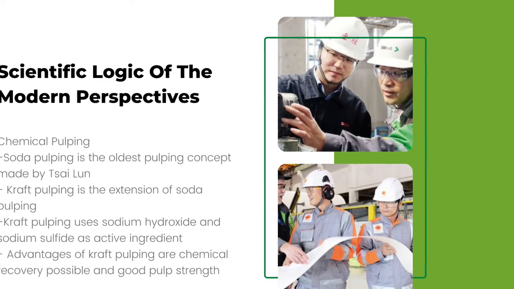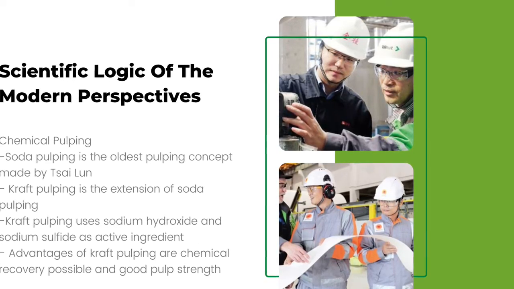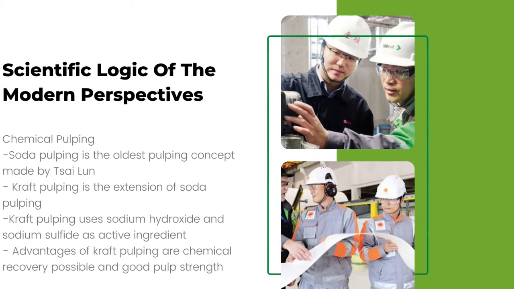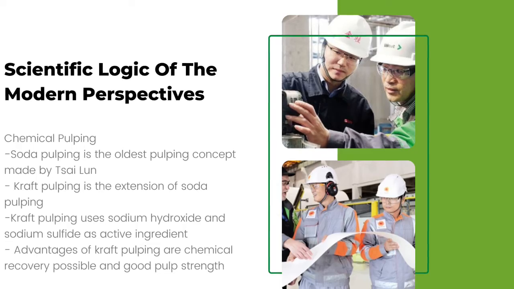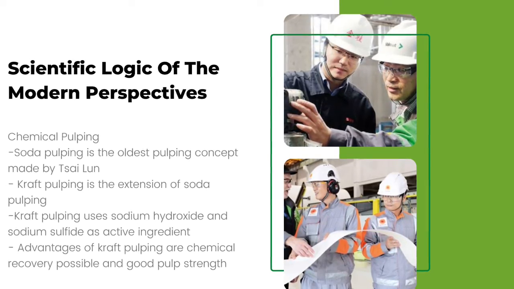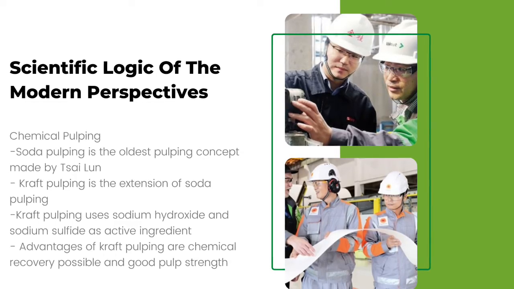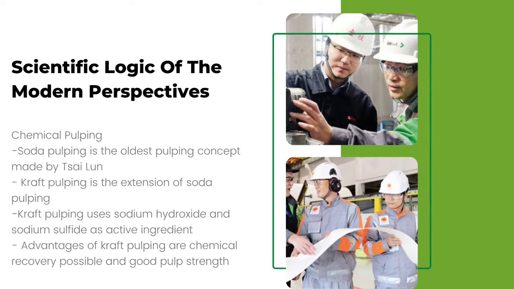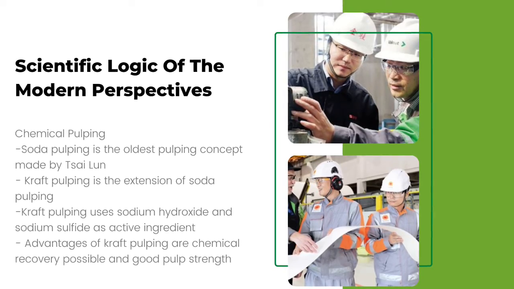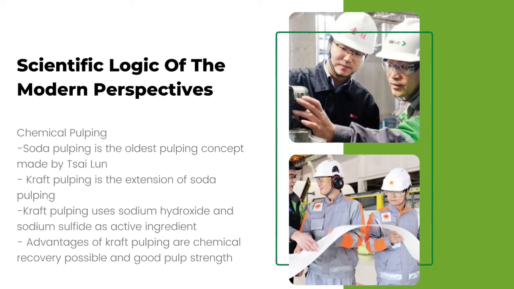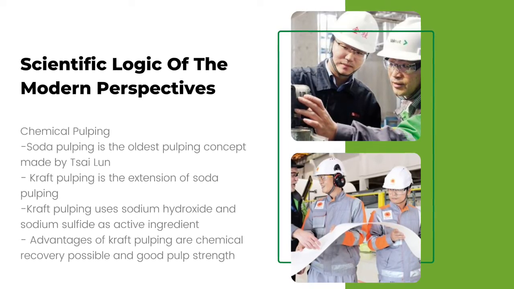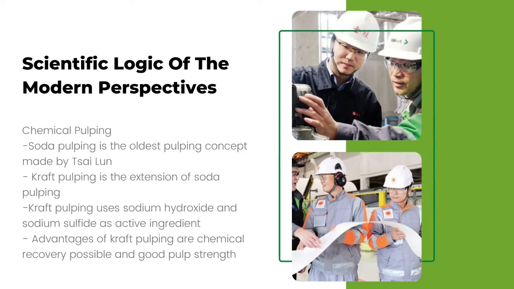Now, we are looking at the scientific logic of the modern perspective for chemical pulping. Soda pulping is one of the oldest pulping concepts, made by Xylon. The concept is to modify lignin by using sodium hydroxide. However, it is not complete and there are some deficiencies in this concept, for example, it is difficult to bleach and it produces dark pulp. To overcome this problem, kraft pulping, which is also known as sulfate pulping, has been invented as the extension of soda pulping.